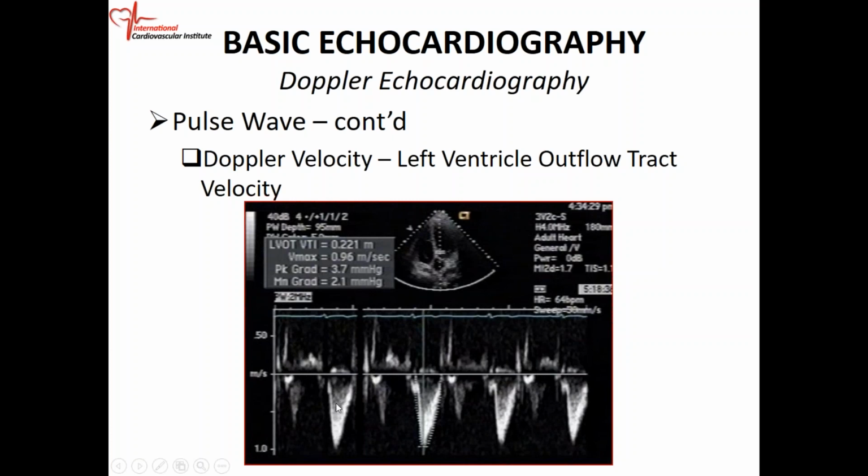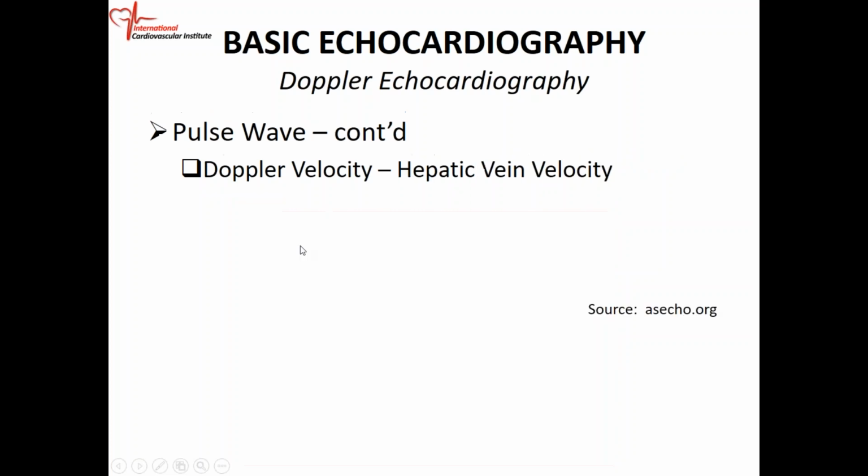So this spectral or Doppler envelope is left ventricular flow tract flow or velocity, below the baseline, and you know why it's below the baseline. This velocity is usually 1 meter per second or less, and that is why we use pulse wave Doppler.